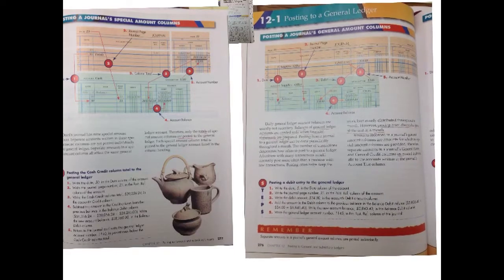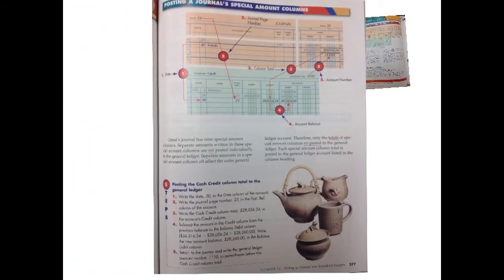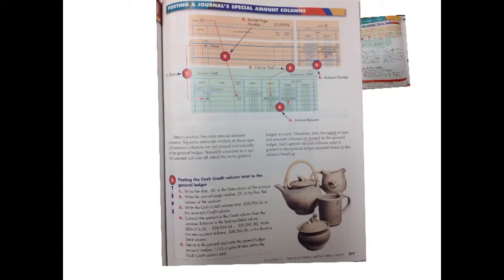On the last page, we post everything individually, each account. Okay? For our special amount columns, we're only posting the totals, okay? So at the end of the page, end of the month, whatever it might be, when we're ready to post, we're going to post the total of our cash debit to the cash account in the ledger. The total of our cash credit will get posted into the cash account in the general ledger. The total of the accounts payable debit will get posted to the general ledger, okay? So just the totals of special amount columns.